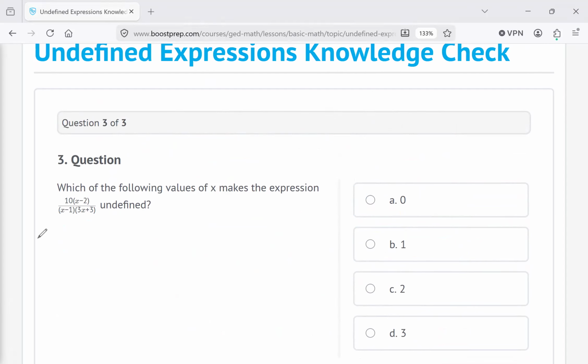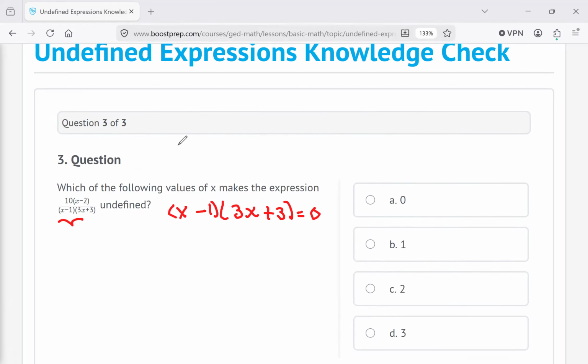Okay, question 3. Which of the following values of x makes the expression undefined? So this is very similar to the last one. It's a rational function, so you basically set the bottom to 0, right? Now, the good news of this problem is it's in the most factored form. We don't have to worry about factoring or finding the GCF. So you have x minus 1 and then 3x plus 3. All you've got to do is set each parentheses to 0.